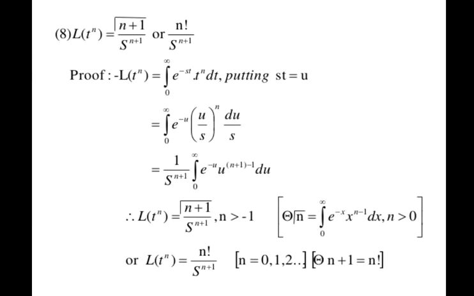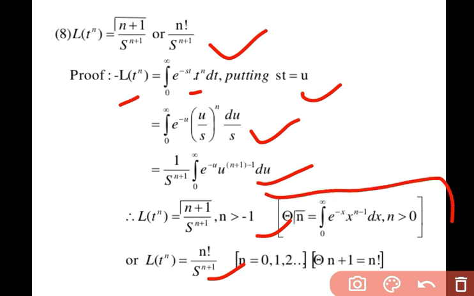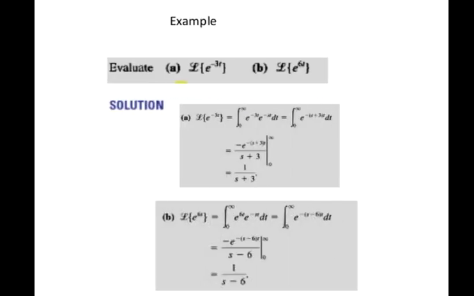Laplace transform of t power n is equal to gamma of n plus 1 upon s power n plus 1, or we can write it as n factorial upon s to the power n plus 1. Proof: Laplace of t power n equals the integral from 0 to infinity of e to the power minus st, and this is f(t), so we can put t to the power n dt, putting st equal to u. After substituting and solving, finally we get n factorial upon s to the power n plus 1, where n equals 0, 1, 2, and so on. This is the gamma function. This is a very important function used in the integration process.